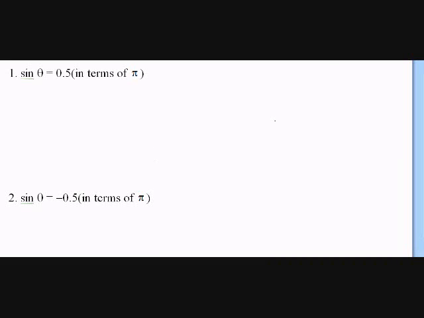Okay, let's just review All Students Take Calculus. So here is my coordinate axes, and here is ASTC. Everybody's positive here. Sine and cosecant are positive in the second quadrant. Tangent and cotangent are positive in the third quadrant. Cosine and secant are positive in the fourth quadrant.